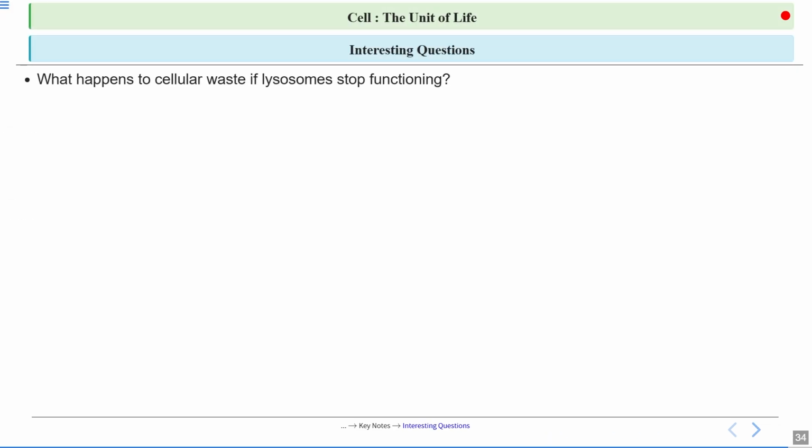Now, there are some interesting questions for you that will enhance your critical thinking ability. So, you should think about these questions. First question is, what happens to cellular waste if lysosomes stop functioning? What will happen to the cell? Will it survive or will it die?